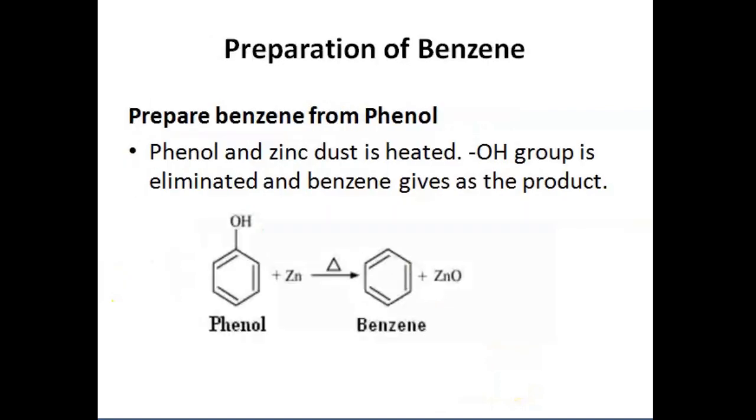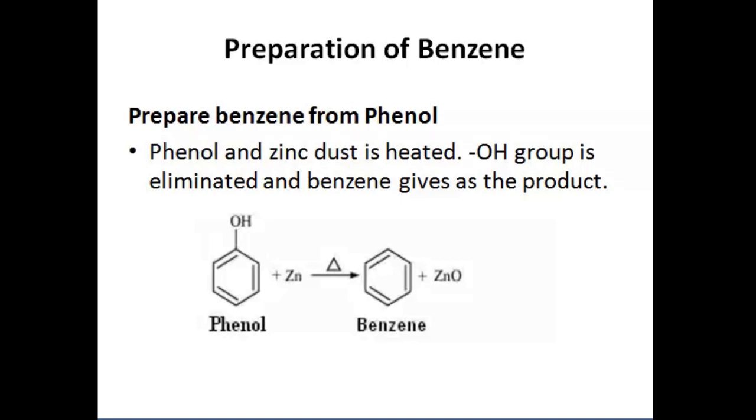Another method of preparing benzene is from phenol. Phenol and zinc dust are heated, by which the OH group is eliminated and we get benzene as the product.